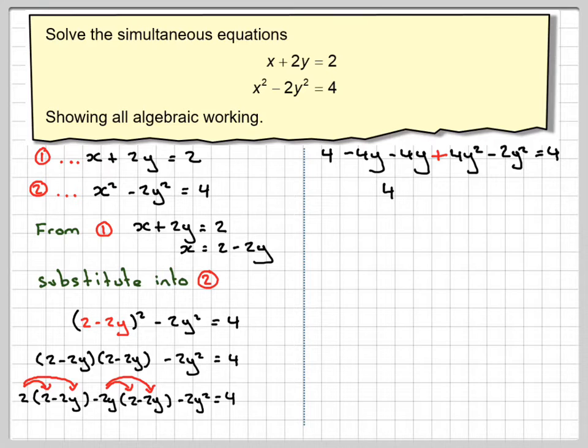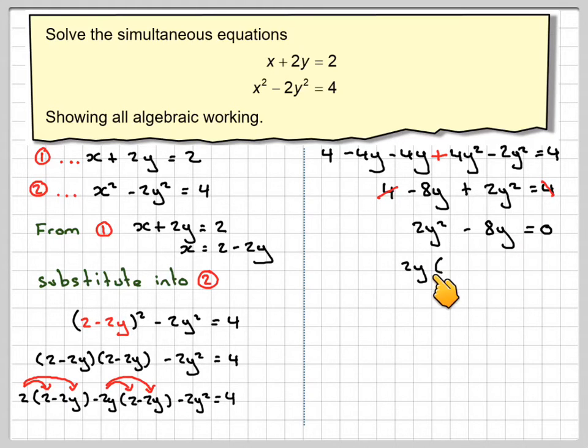So that's giving me 4 minus 8y minus 2y squared is equal to 4. Now, if we notice we've got 4 and 4 here, we could cancel out. The object here is to put this equation equal to 0 because it's a quadratic. The 4's will cancel out and we'll swap those two over. We're going to get 2y squared minus 8y is equal to 0. And then we factorise the common factor of 2y. And we're going to have y minus 4 is equal to 0.